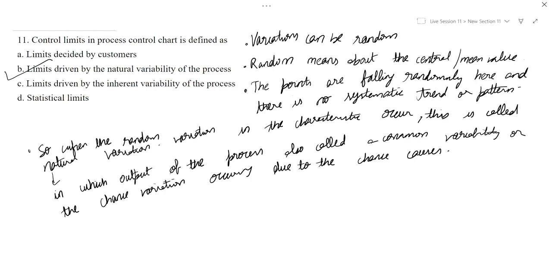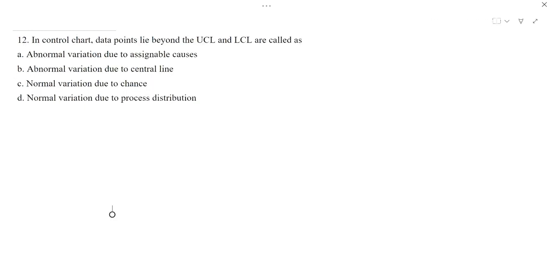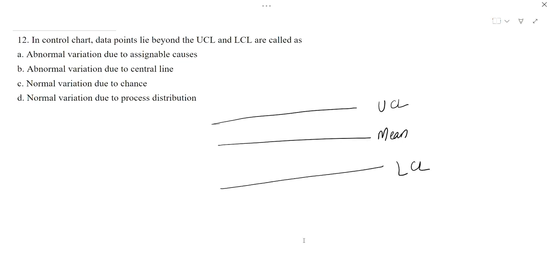Okay, so the next question. In control chart, data points that lie beyond the upper control limit and lower control limit are called as which of the following? Now, we have this mean, we have this upper control limit, we have this lower control limit. Now, these are some points.